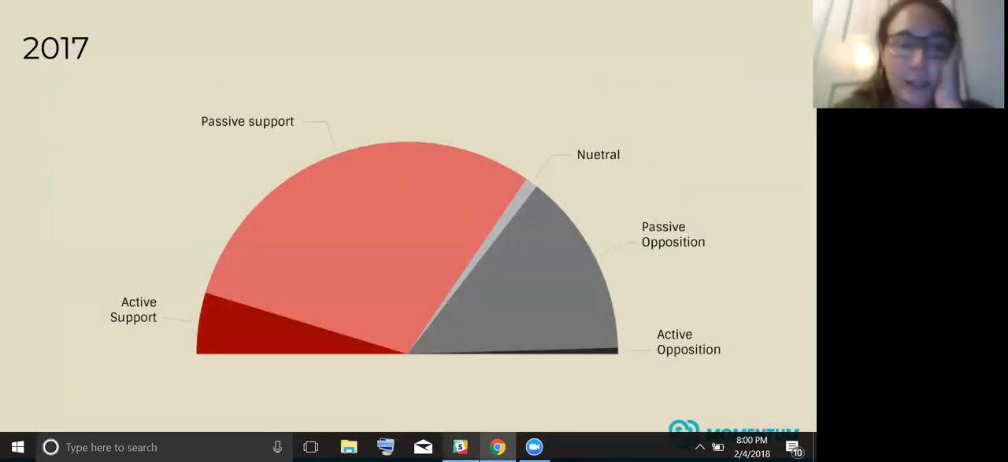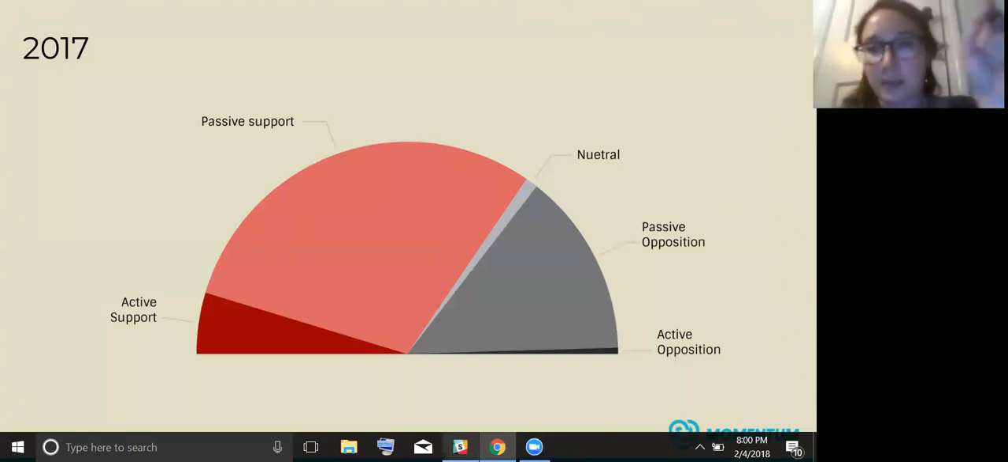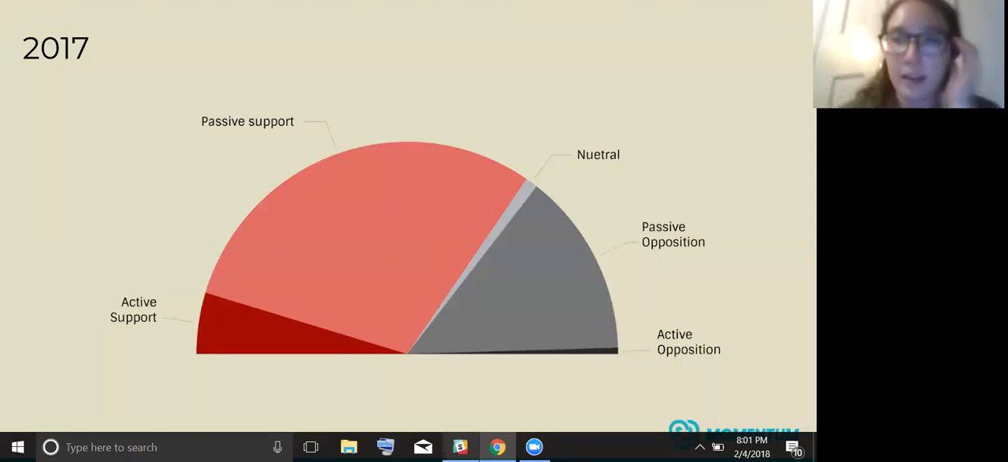And this is where it is in 2017. So basically the numbers are reversed, even more so. More than two thirds of the country support gay marriage. There's very few people who are neutral on the issue. There are, of course, still some passive opponents and a lot of active supporters. And that's a radical transformation on the issue that we've seen over the last 20 years.